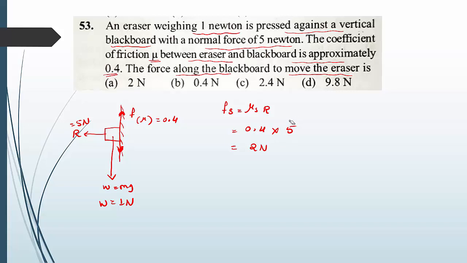Is it clear? So weight plays no role here, as weight is not equivalent to normal reaction. Here, normal reaction is acting in horizontal direction. Weight is equal and opposite to friction. So there is not much role of weight here. So the answer is 2 Newton. Option A is the right answer.